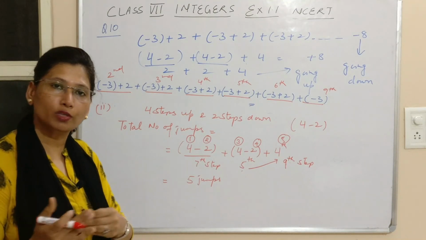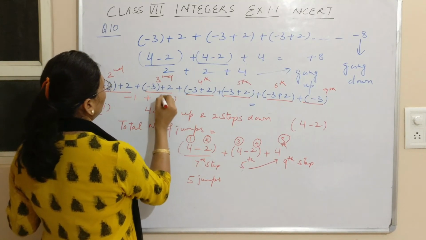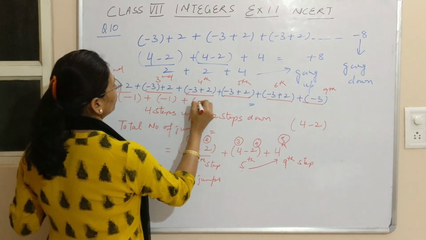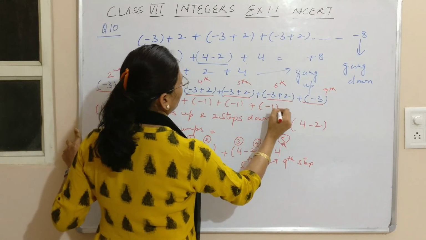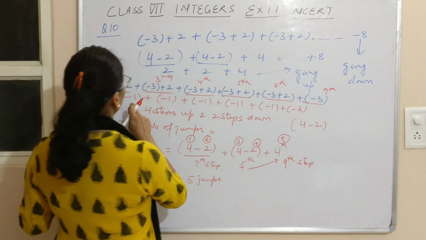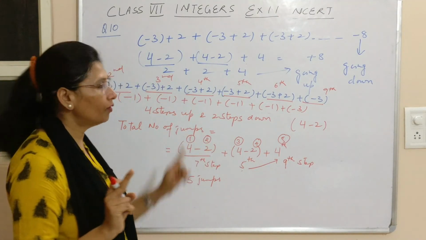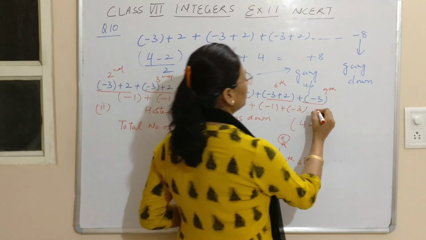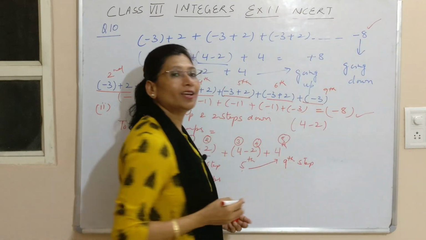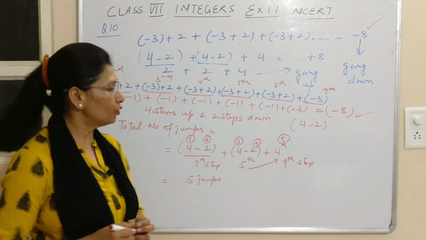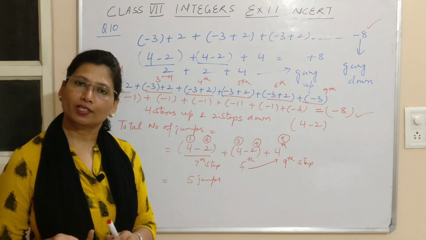But how will we show it? By solving. Minus 3 plus 2 is minus 1, plus minus 1. If we solve this also, this is minus 1, plus minus 1, plus minus 1, plus minus 3. So this is 1, 2, 3, 4, 5, all integers, and they are negative. This is minus 5 plus minus 3, which is minus 8. So in the first part, minus 8 means he has gone 8 steps down, and if you simplify the second part you get plus 8, that is, he has come 8 steps up.